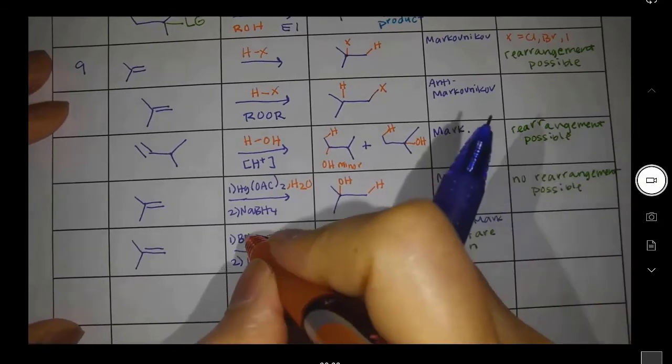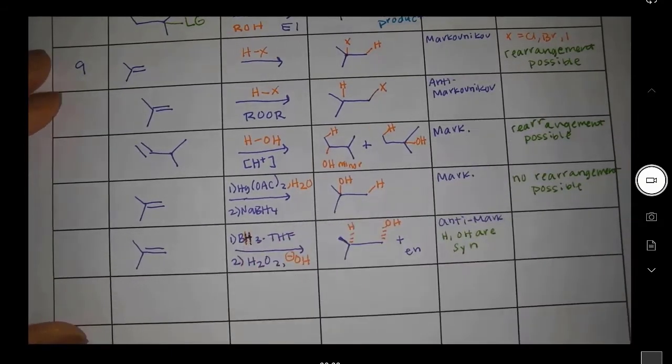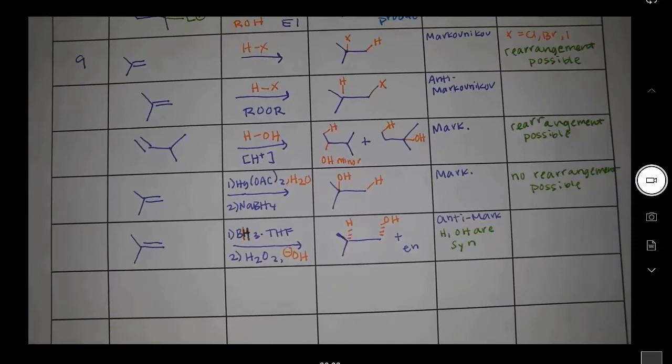So if you're really keeping track, one of these H's on the BH3 would be in orange as well. So that's where the H comes from. And then the OH comes from the sodium hydroxide.